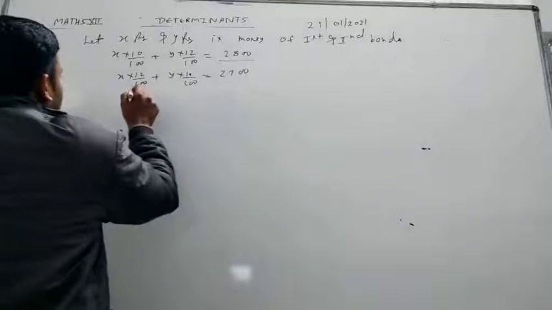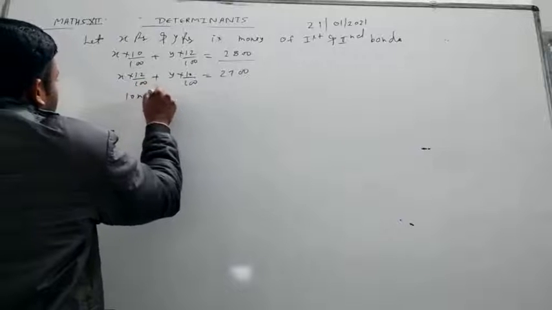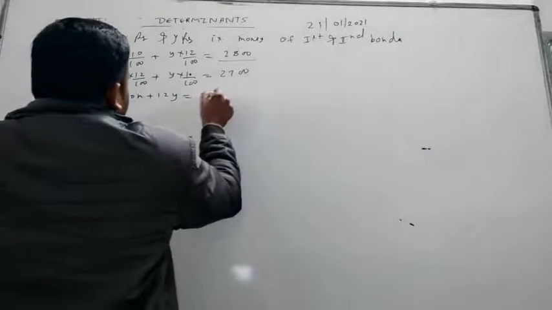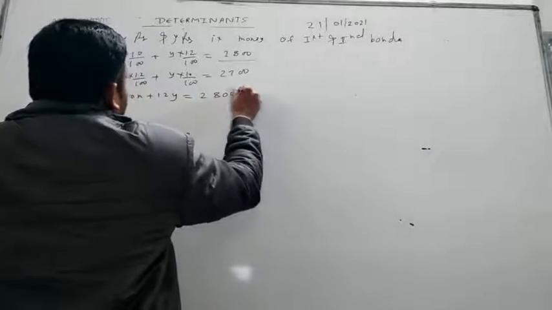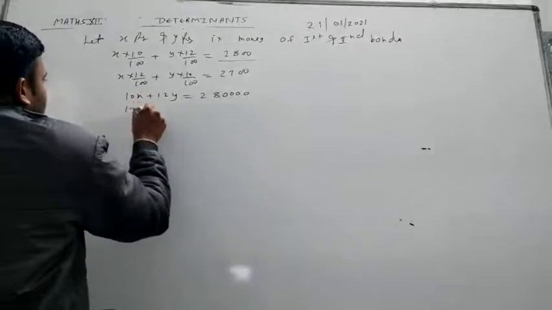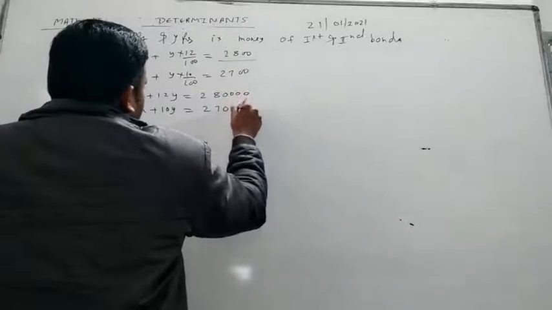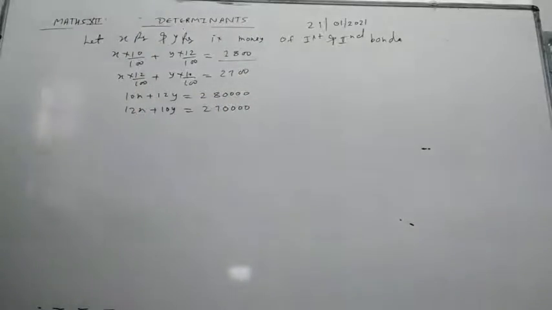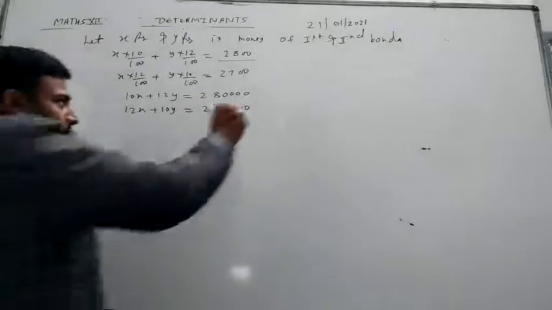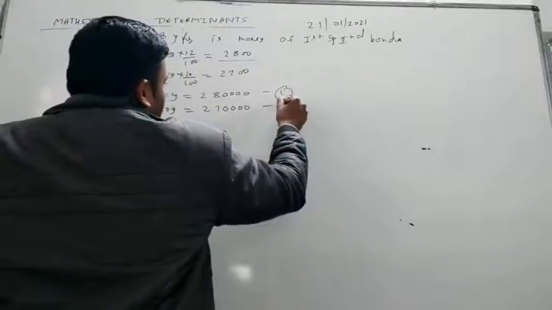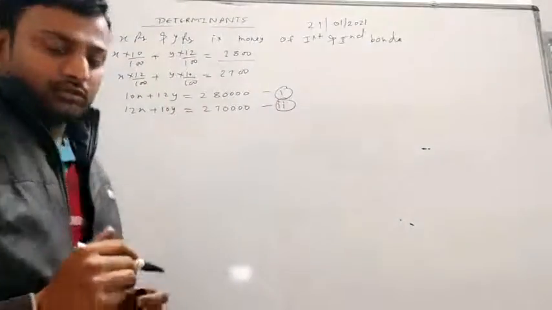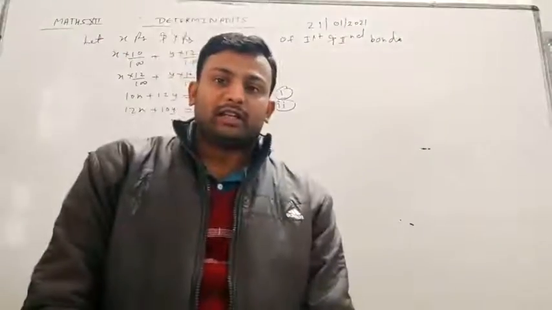What we get? We get 10x plus 12y is equal to 2800 and 12x plus 10y is 2700. Okay, so these will be our two equations. Now student, we have to solve these two equations using the matrix method.